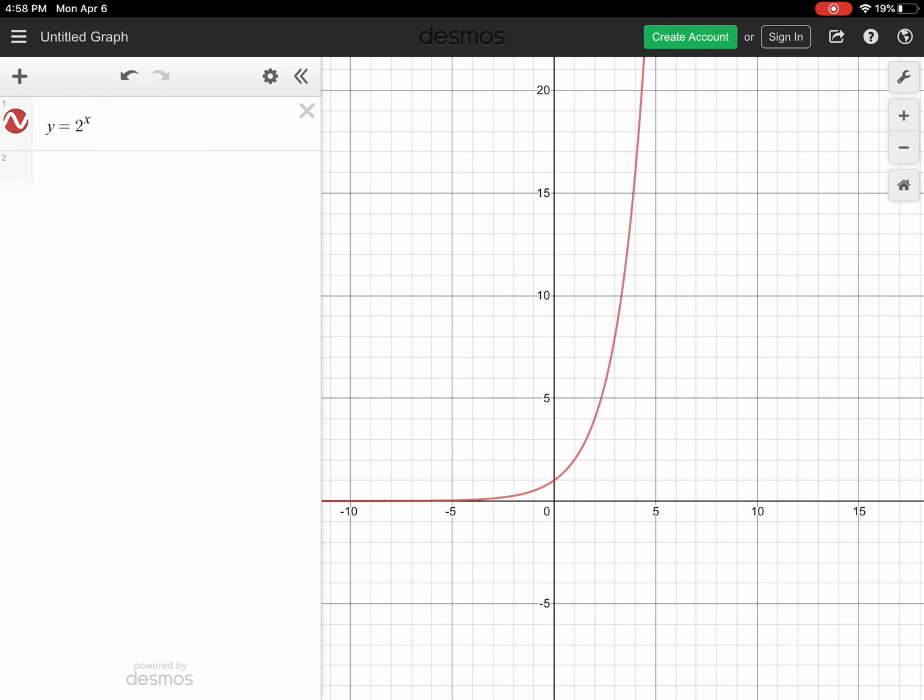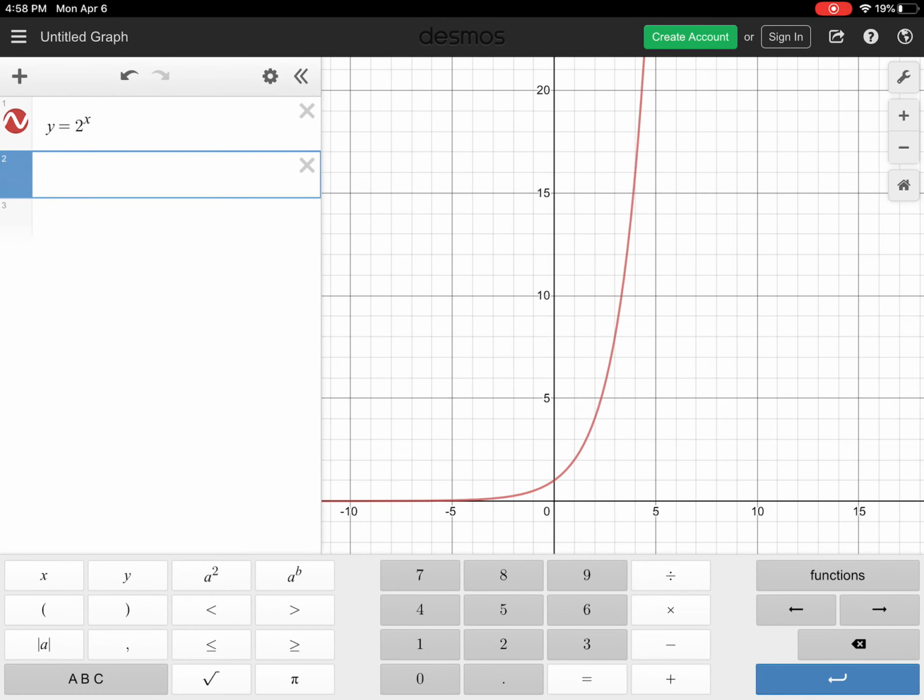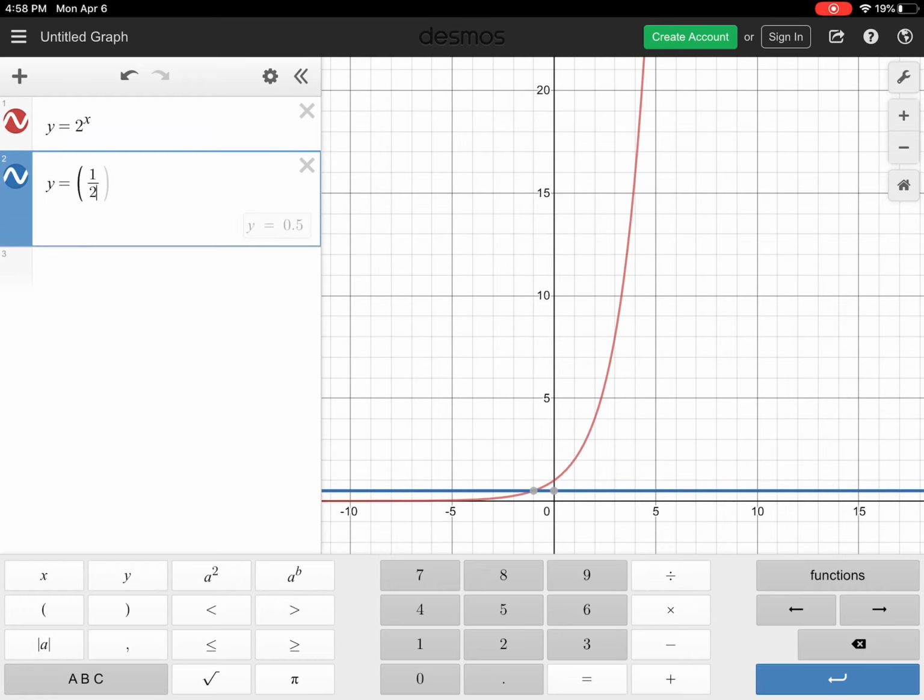All right, let me graph both of them. Y equals 2 to the x power. Well, that's the red one, right? That's the one that's going up from left to right. That's the exponential growth. Let me do the other one.